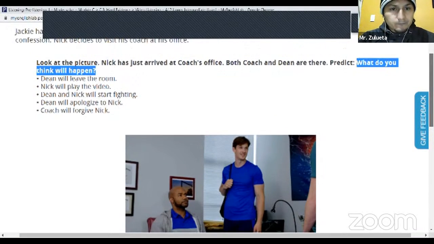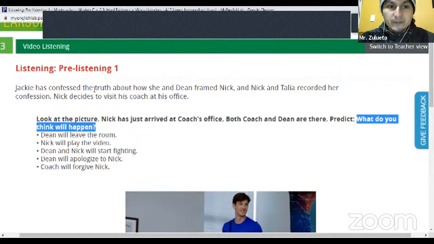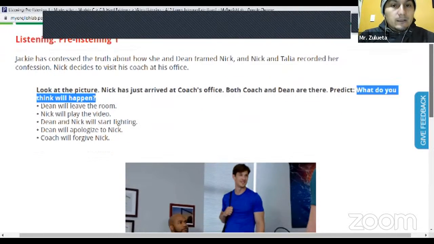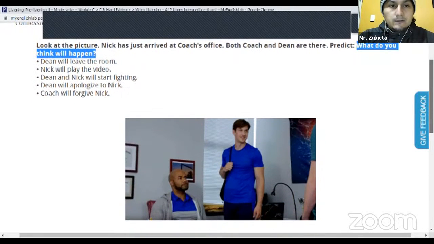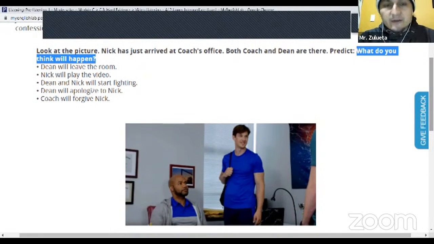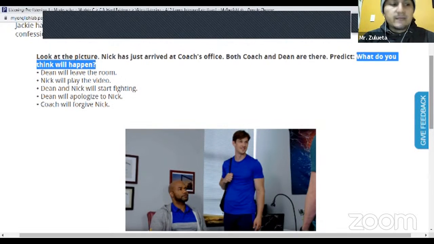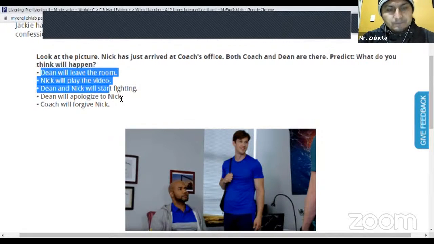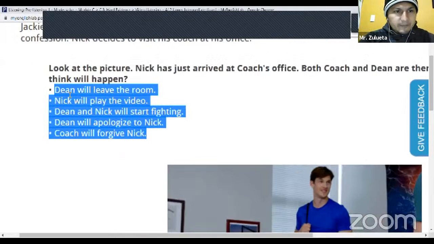So remember, Jackie has confessed the truth about how she and Dean framed Nick. So the confession has been said, and one of them will have to deal with this situation. Will he run away from this situation? Will he face it? Will he show that he doesn't care? Well, we have these predictions. Andres, can you read the predictions?